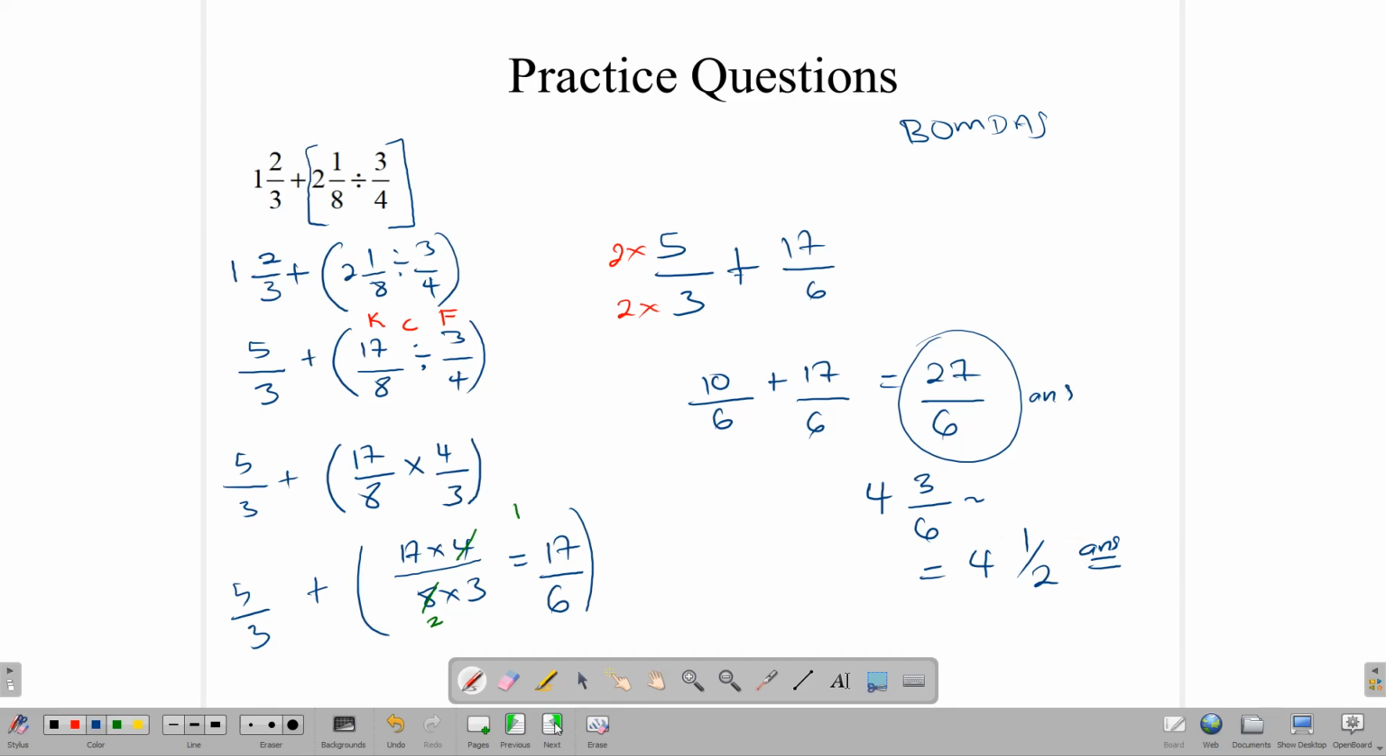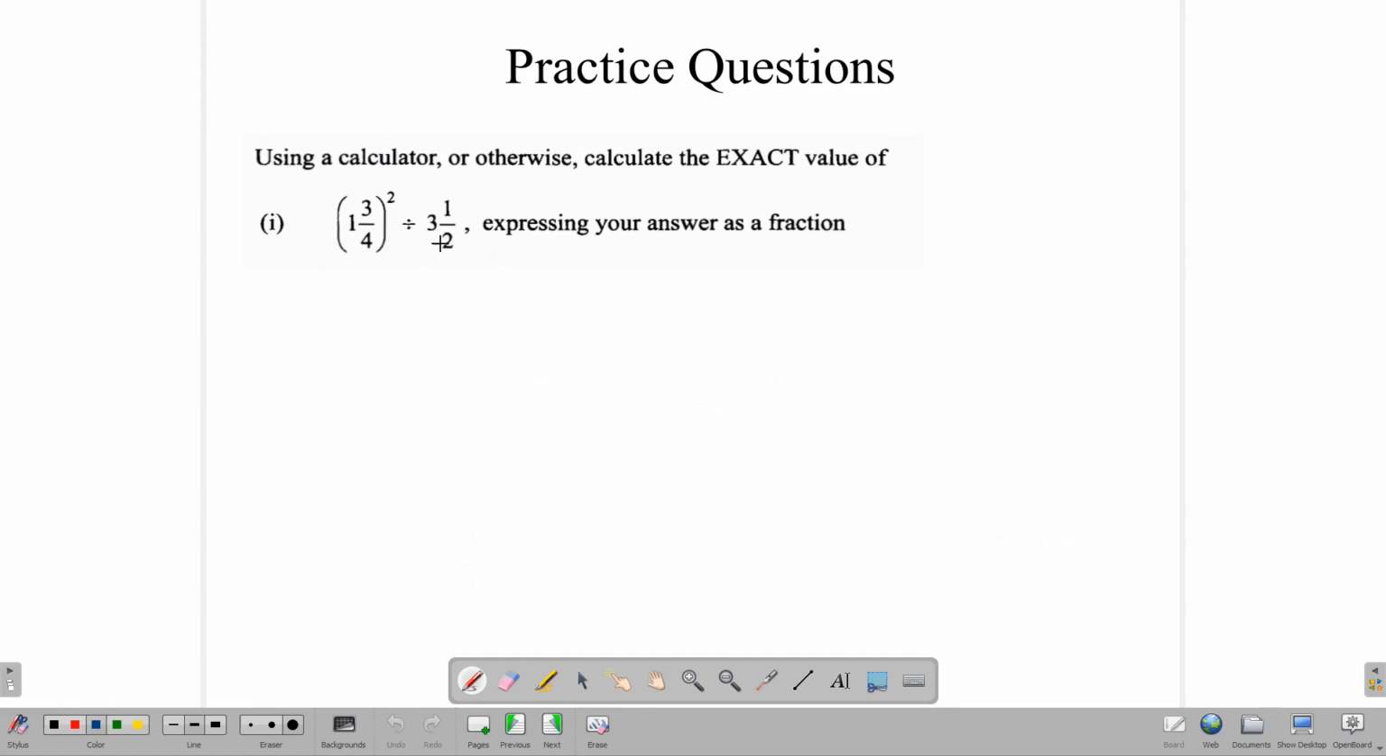Now let's look at another one. Here we have a question that says, using a calculator or otherwise, calculate the exact value of this. Now notice that here in this part, you have a power, an index, and a division. So first, let's turn this part of the question, this mixed number, into an improper fraction by saying 4 1s are 4 plus 3. So that gives us 7/4. We'll square that. And then we're going to divide by, let's turn this into an improper fraction, 2 3s are 6 plus 1, 7/2.